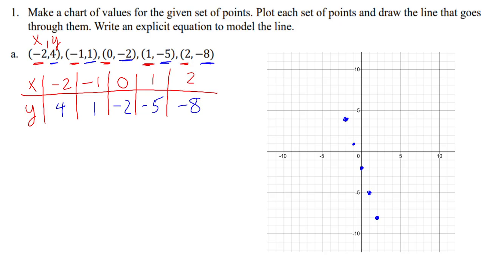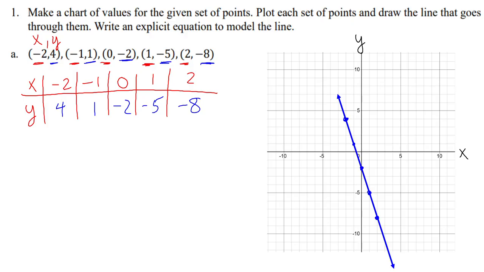And it asks us to draw the line that goes through them. And since this is a set of points and I'm telling you we're going to use an explicit equation to model it, that means that we want to draw an actual line that goes through it. And we want to make sure to remember that whenever we do this, we always put arrows at the ends of our line to indicate that it continues going on and on forever.